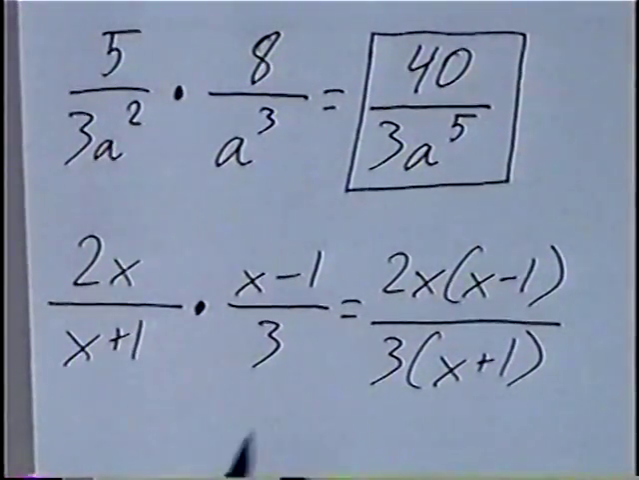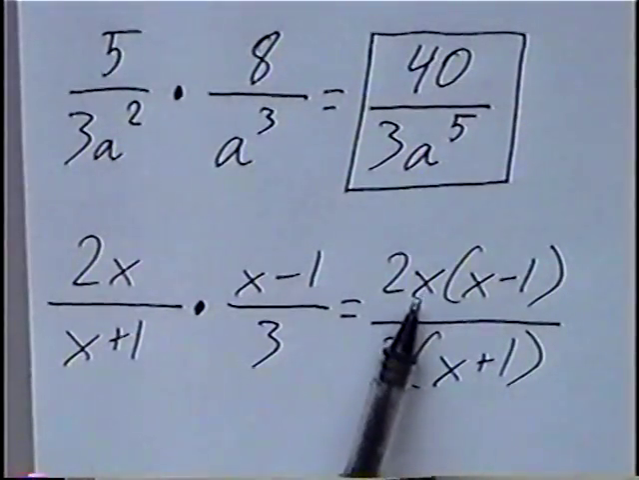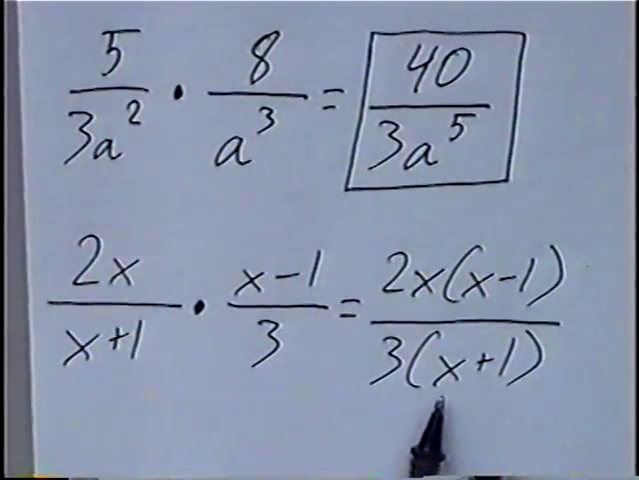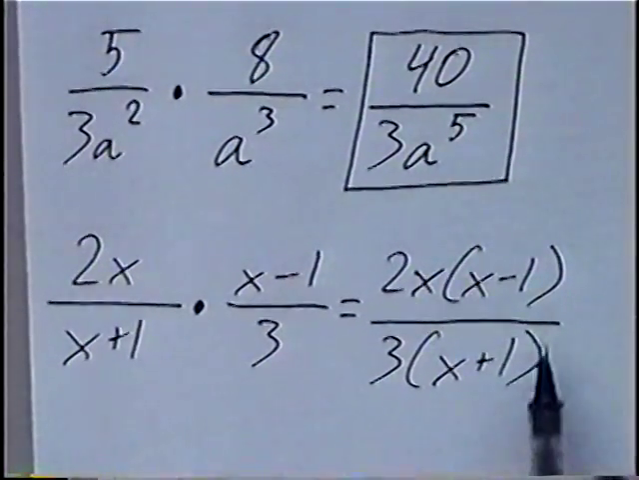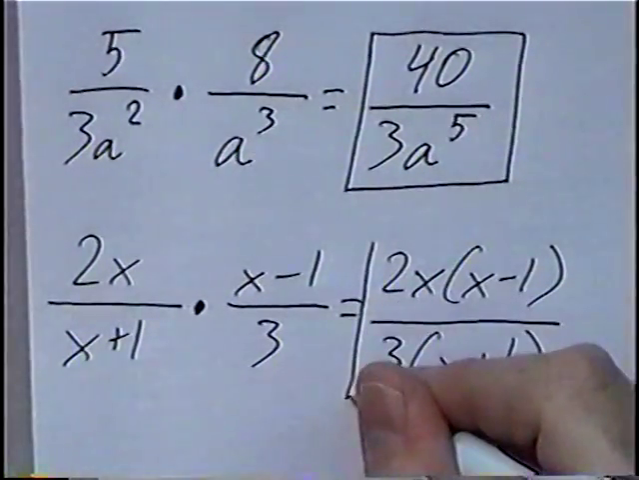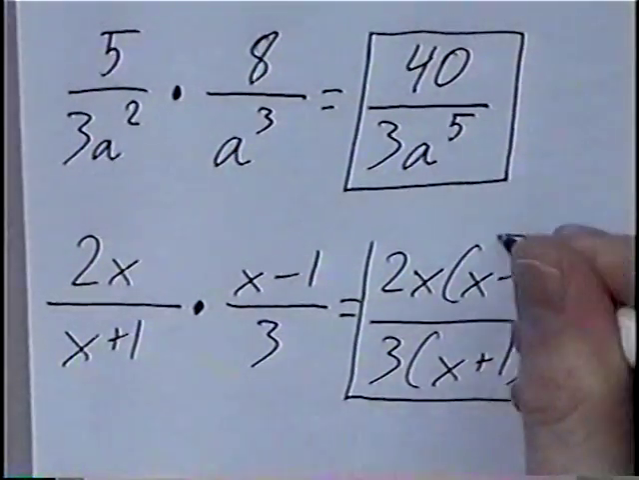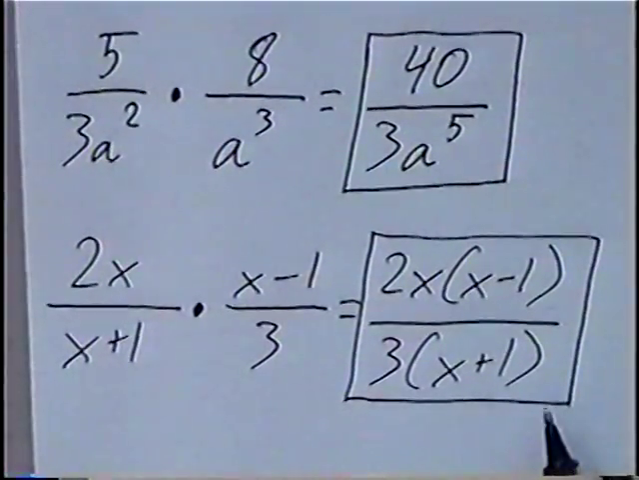Checking to see if we can reduce fractions. 2 and 3 does not reduce. We have a single x in the numerator. To cancel out the x, we'd have to have a single x. X plus 1 is different than x. And also x minus 1 is different than x plus 1. So in this case, nothing cancels and nothing factors. So our final answer is 2x times x minus 1/3 times x plus 1.